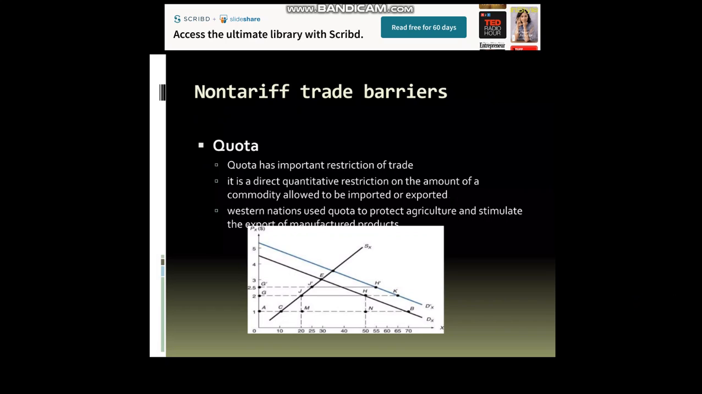Non-tariff trade barriers. Quota is an important restriction of trade. It is a direct quantitative restriction on the amount of a commodity allowed to be imported or exported. Western nations used quotas to protect agriculture and stimulate the export of manufactured products.